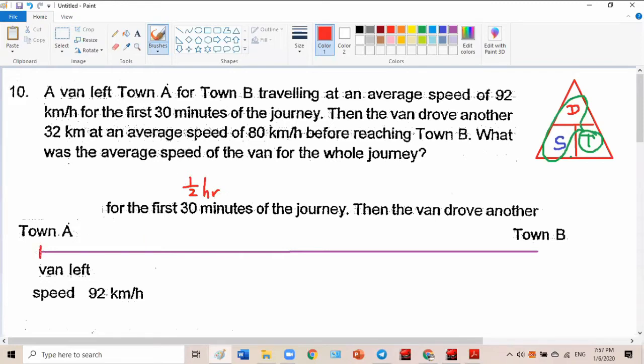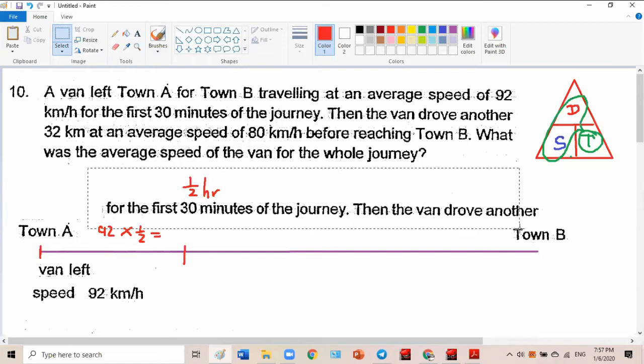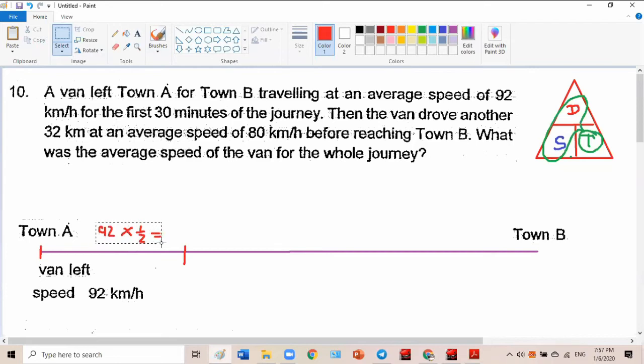Let's draw. Started at A, and he went for half an hour. That means he traveled 92 kilometers per hour for half an hour. Do you people understand? That means in 1 hour he's supposed to cover 92, but he traveled half an hour only. What is the answer? 92 times half. 46. So, people understand? He traveled 46 kilometers.